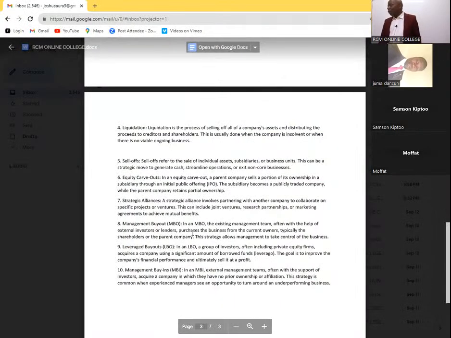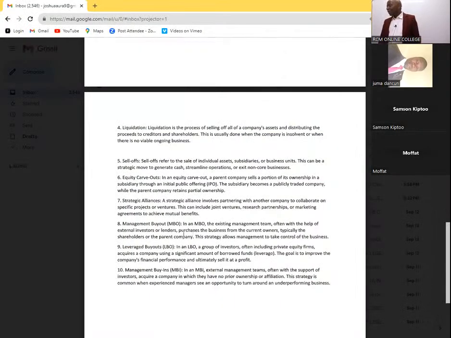That's a nice one. Okay, great. Now, ladies and gentlemen, from there, we have what we call management buyout. So management buyouts are very, very important. I love this. We don't differentiate between management buyout and management buy-in. You are a genius.